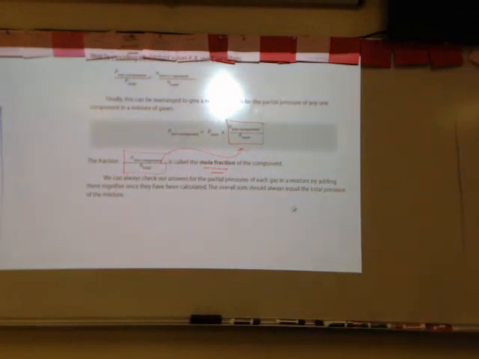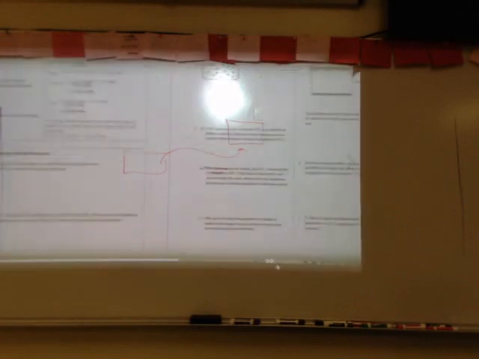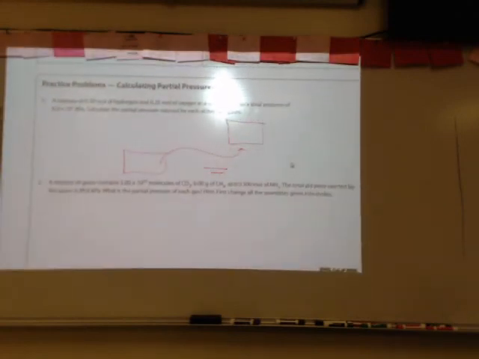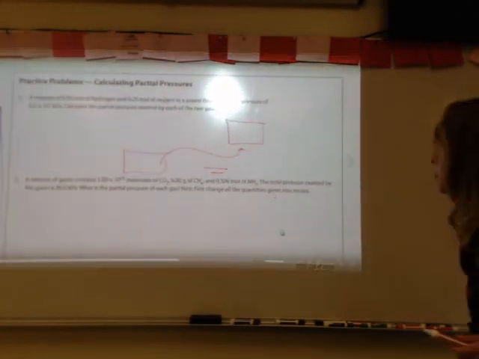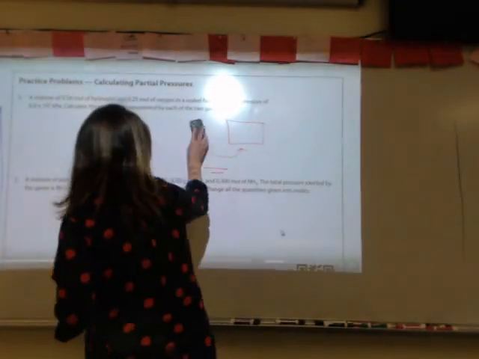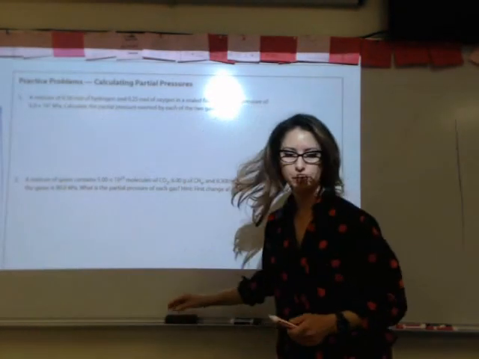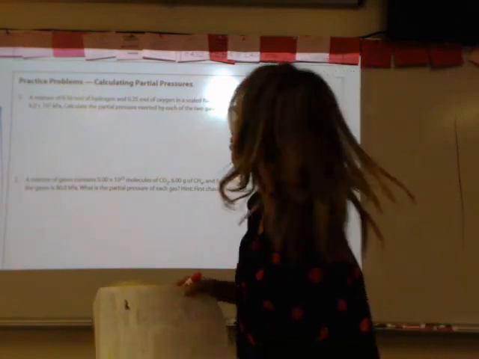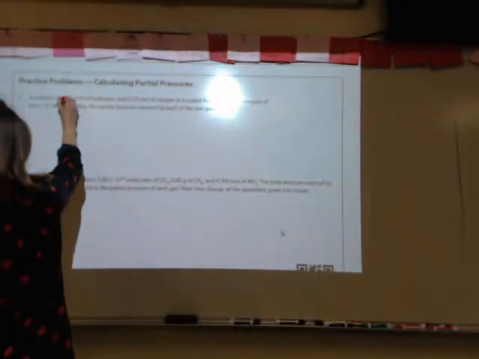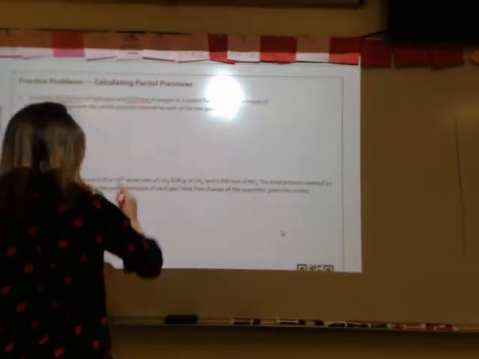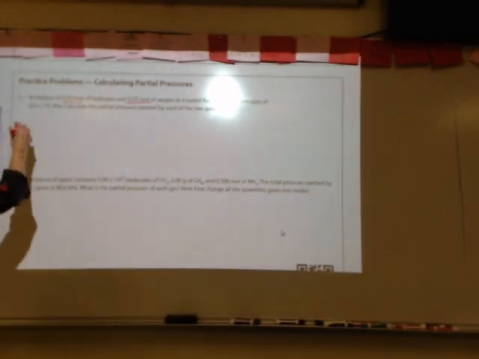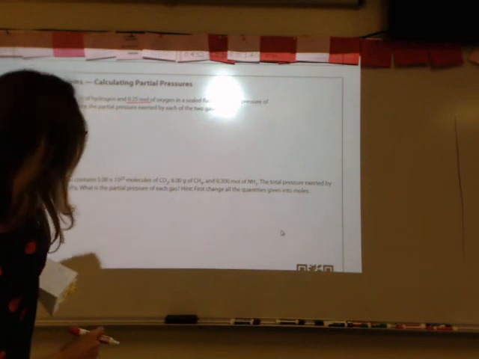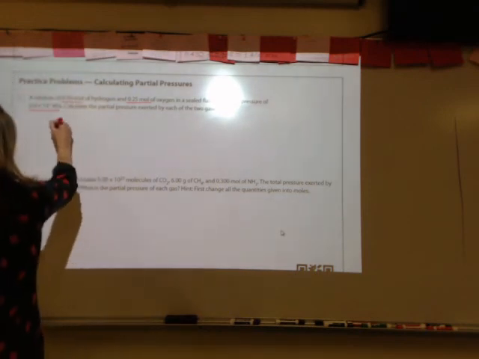So if we go to the next page to apply this, we're going to take a look here at these practice problems. We have a mixture of 0.5 moles of hydrogen gas, 0.25 moles of oxygen gas with a total pressure of 6 times 10 to the first kilopascals. What is the partial pressure exerted by each of the gases?